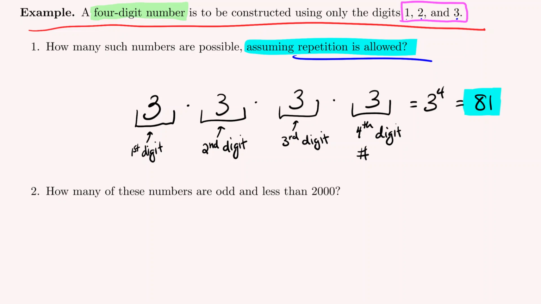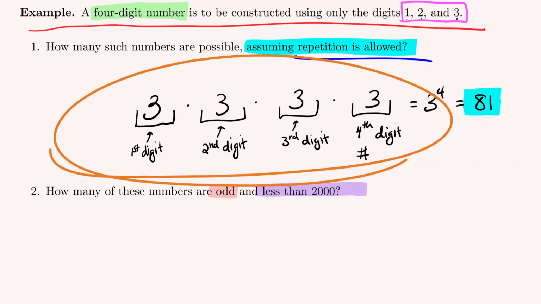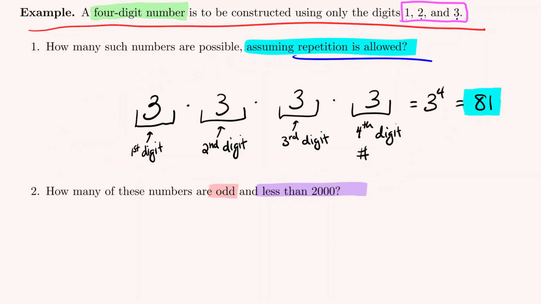So instead, we want to really understand this descriptor of odd and less than 2,000. How can we make sense of this in terms of our 4-step process? Because we understand this breaking it up into separate steps. So we need to be able to phrase what odd and less than 2,000 mean in terms of these 4 steps.